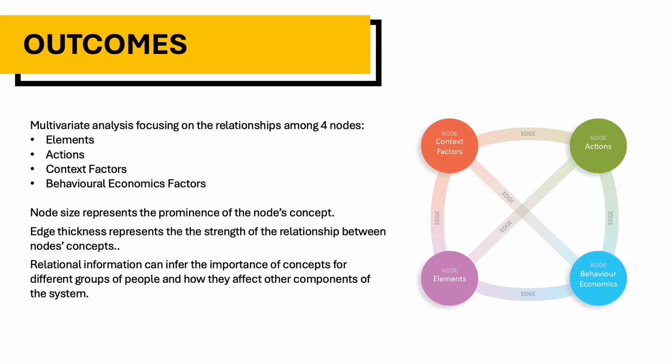Edges are the connections between nodes. These represent two or more concepts that are connected. Their thickness represents the strength of the relationship, that is, how often they are connected in the data. This relational information can infer the importance of concepts for different groups of people and how they affect other components of the system. I'll demonstrate this on the next few slides.